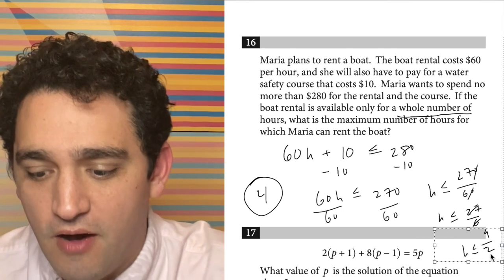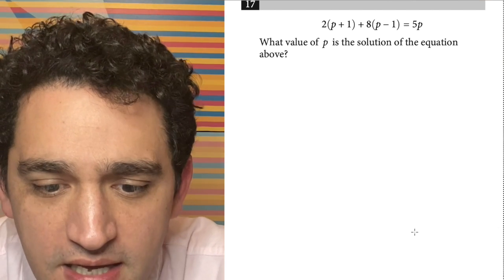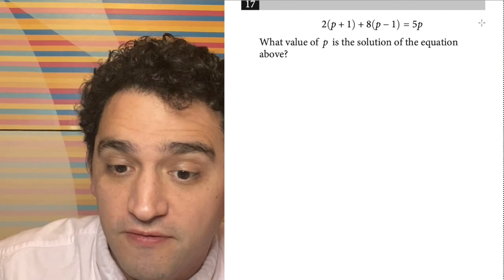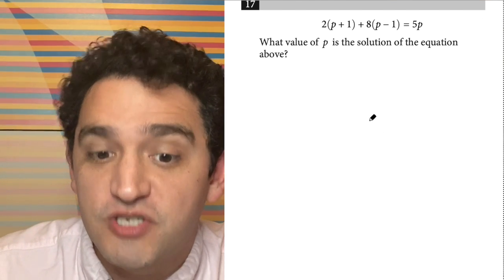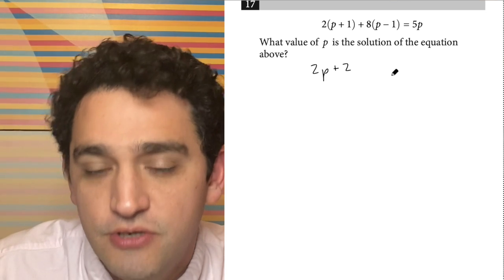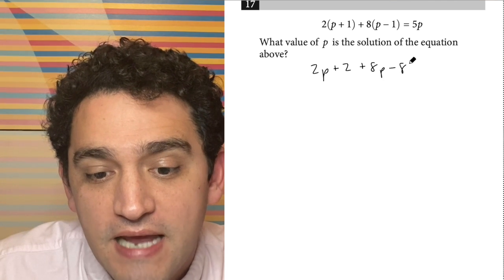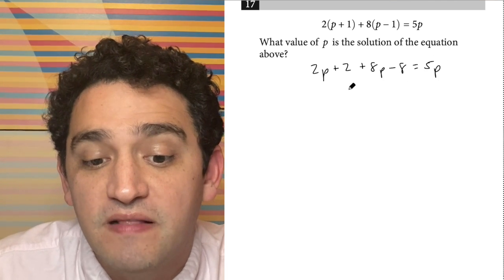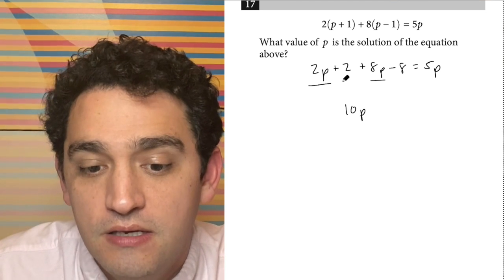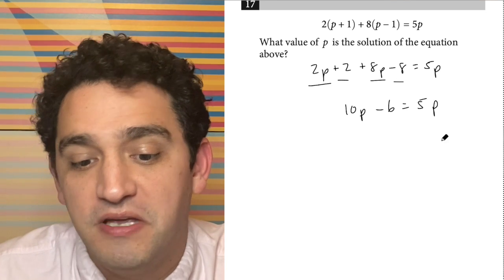Okay, we move on now to number 17. What value of P is the solution of the equation above? This looks pretty simple as long as we're careful with our distribution. 2 times P plus 1 is 2P plus 2. 8 times P minus 1 is 8P minus 8, of course, equaling 5P. Let's combine like terms. 2P and 8P is 10P.